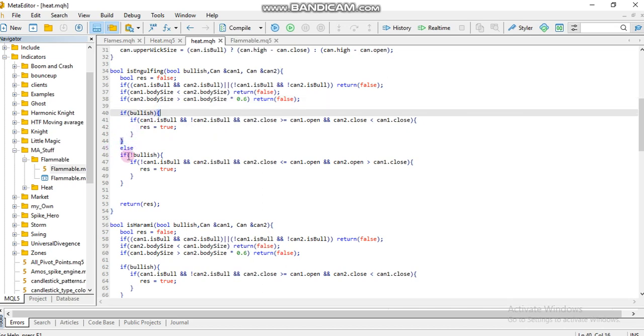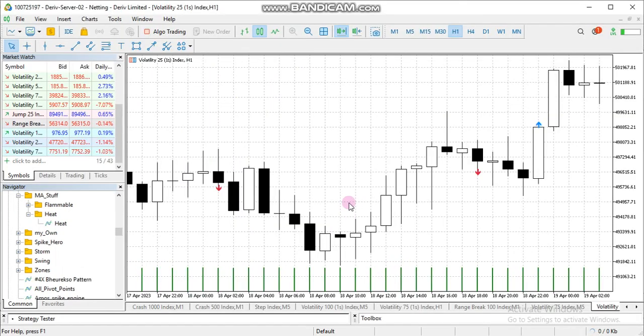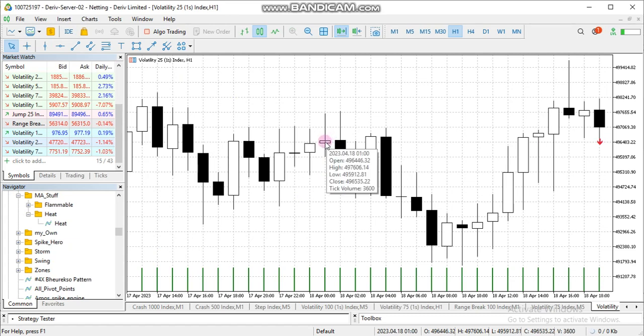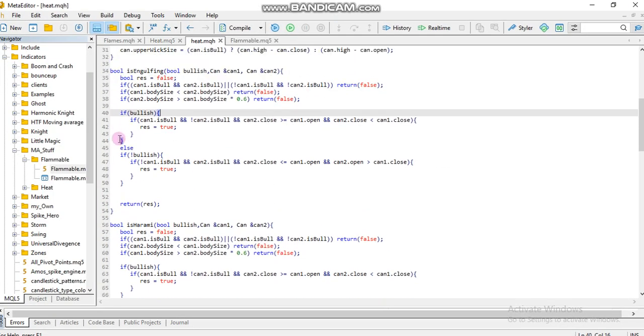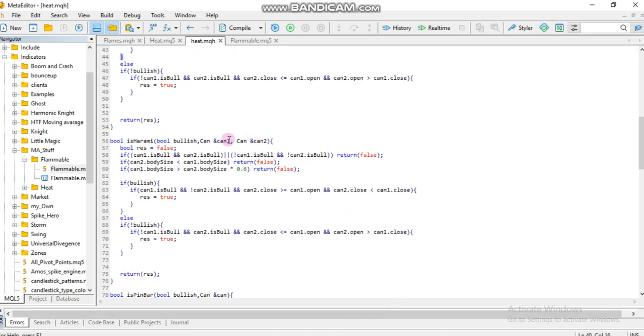Okay, if it's not bullish, then this time candle 1 should be a bearish candlestick, and candle 2 should be a bullish candlestick, as you can see right over here. So this one, as you can see, is applied right over here. And then the same calculations apply, just flipped versions.